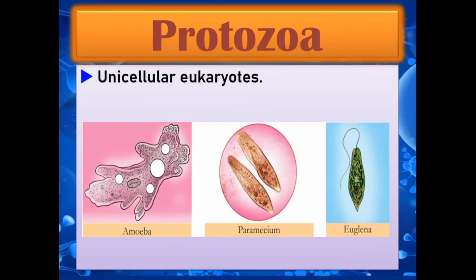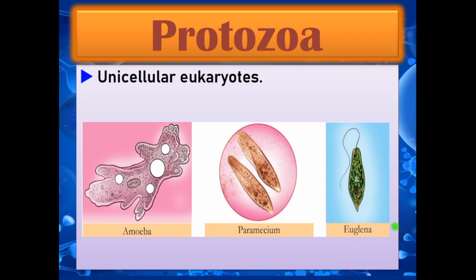Now let's move to another type of organism which cause disease in animals, that is protozoa. Protozoa are unicellular eukaryotes. In lower classes you might have studied about amoeba, the single cellular organism which have the ability to change the shape. Then next example is paramecium, which is also an aquatic organism. Then euglena with a long flagella, they also come under protozoa. So these are the major examples of protozoa.